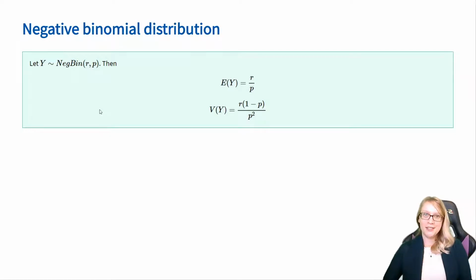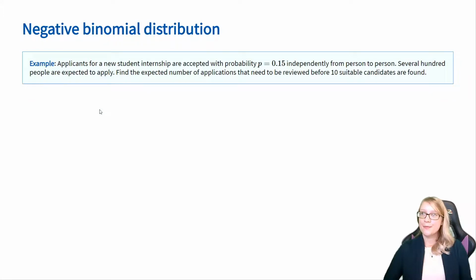What's the variance? The expected value of a negative binomial random variable, of which the geometric is a special case, by the way, is r over p, so the target number of successes divided by the probability of success. The variance here is r times 1 minus p over p squared.